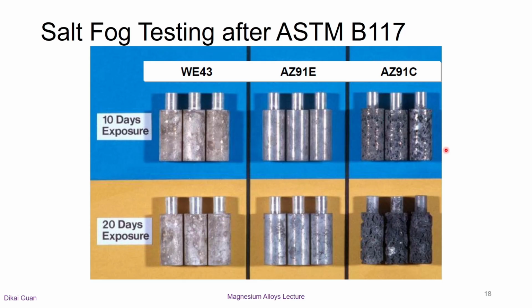It is evident that AZ91C has the worst corrosion resistance compared to WE43 and AZ91E. AZ91C is used in sand and permanent mold castings when maximum corrosion resistance is not required. AZ91E is a high-purity alloy with excellent corrosion resistance used in pressure-tight sand and permanent mold castings. This confirms corrosion resistance is highly composition and microstructure sensitive.